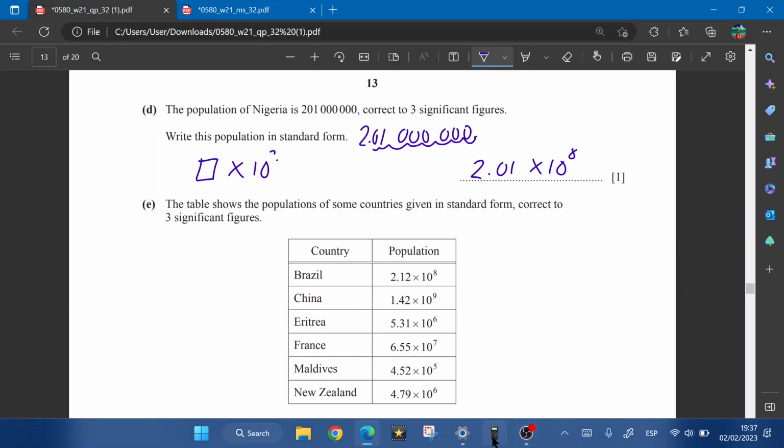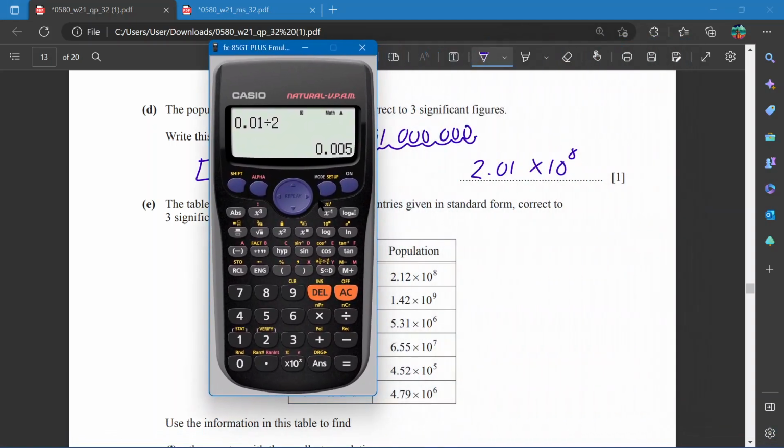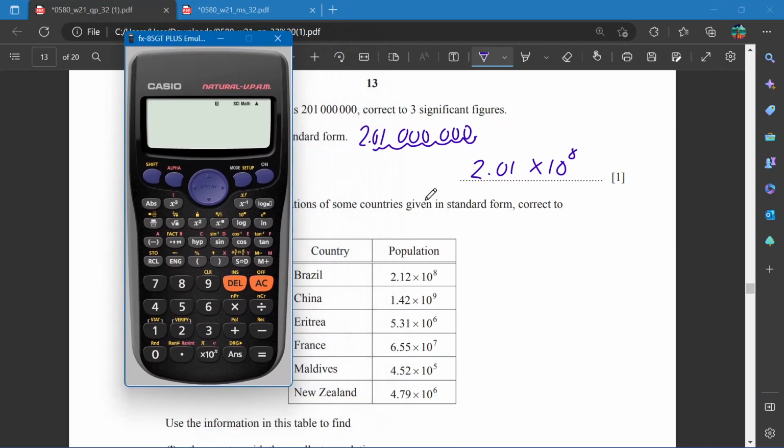Okay. Your calculator can do this for you if you know how to change the settings. If you press Shift Setup and you change your calculator to Sci, which means scientific notation. Okay, we have 3 significant figures, so we press 3. Okay, let's clear the answer. Then it will give it for us in scientific notation. So let's put in this 201 million into the calculator. Press equal. Bam, there's the answer. Smart.